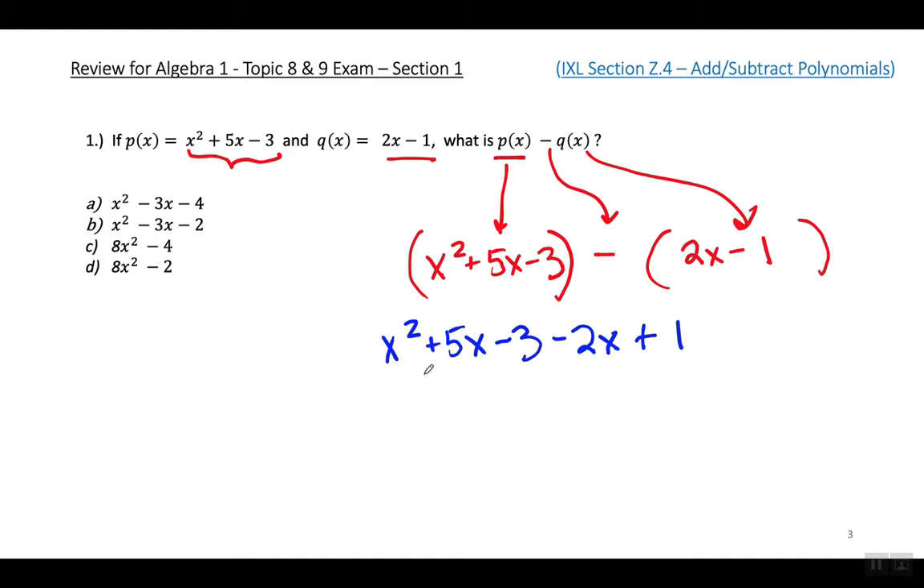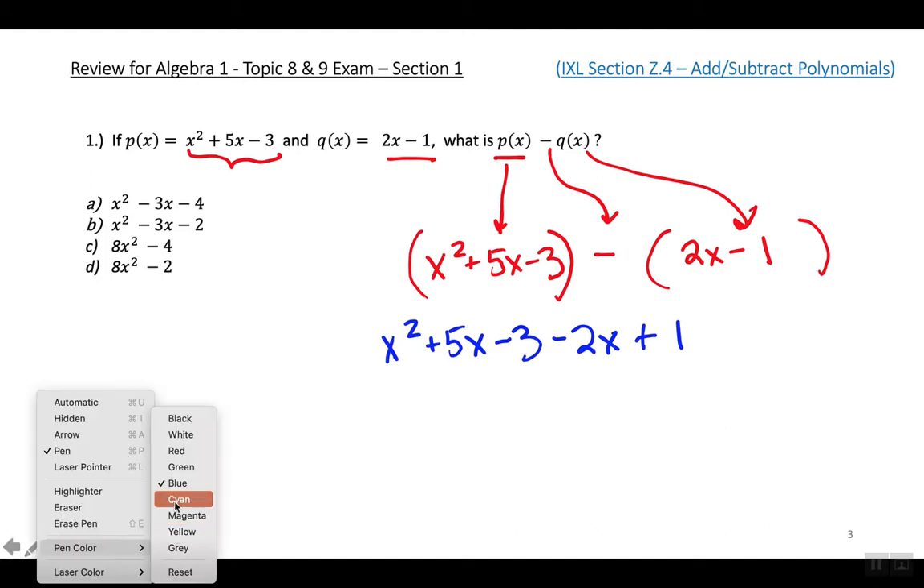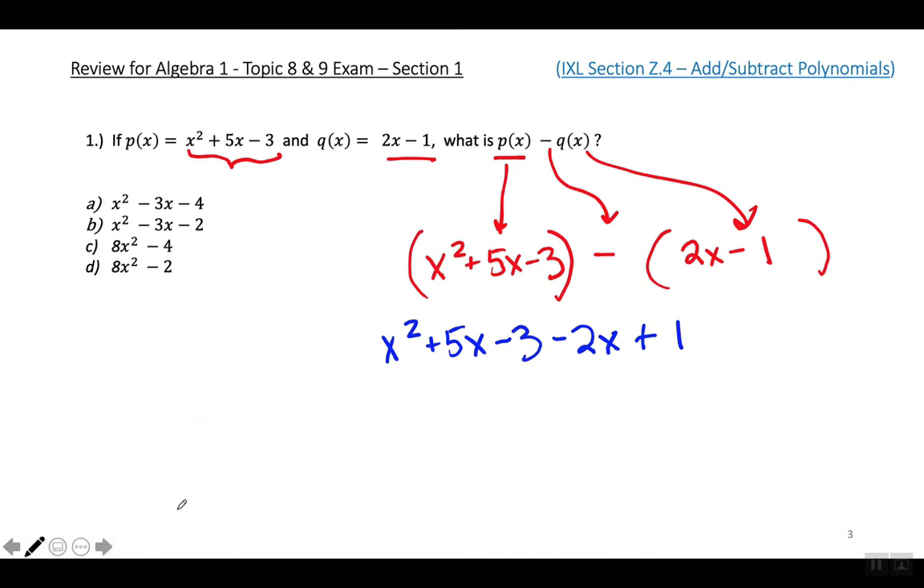Okay, now it's just a matter of combining like terms. Now, I'm going to add some lines just to make sure everybody understands how to look at this. Everybody should know how to do this already, but just in case, I'm going to add these lines. All right, so this is how you should look at it. So x squared, I can only combine with another term that has x squared in the back. Nothing else does, so it's going to stay by itself.